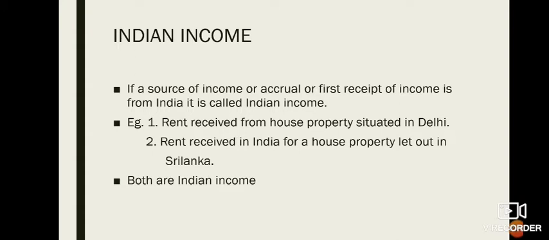Suppose I have a property in Delhi and I sell that property and I receive the income. That is also known as an Indian income because the source of that income is basically in India. Therefore, if a source of income or accrual or first receipt of income is from India, then it is called Indian income. Here, given example, first one is rent received from house property situated in Delhi.